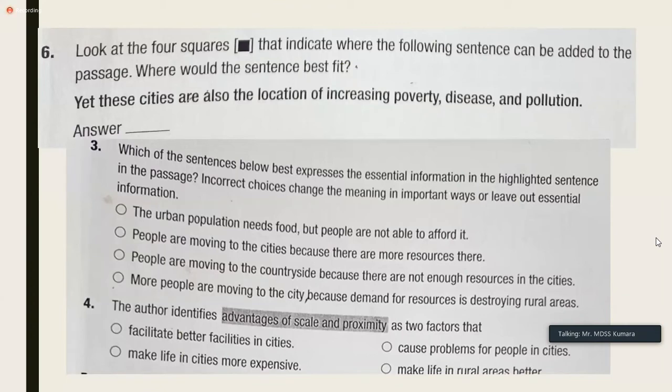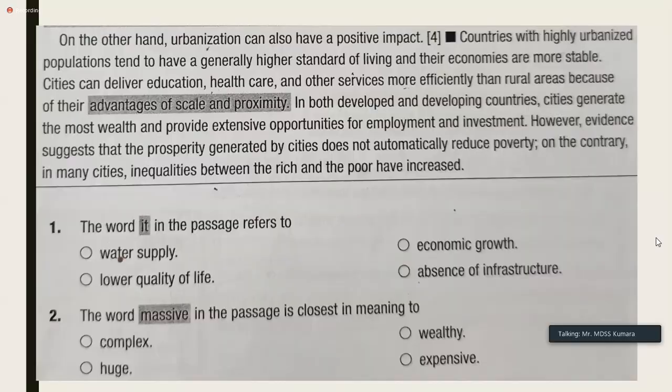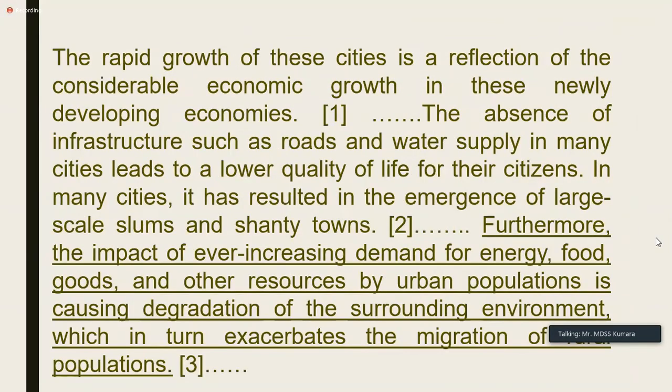Tell me what you feel, what do you think? Yes, sir. Yeah, it says like ever increasing demand for energy, food. So that is said here. But the sentence has a second part as well. The urban population needs food, but people are not able to afford it. That means it's not kind of affordable. If people can't get that.